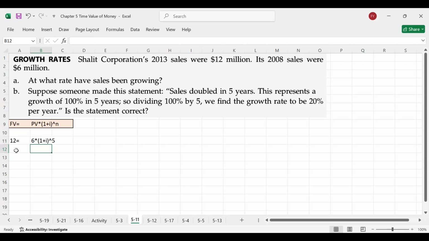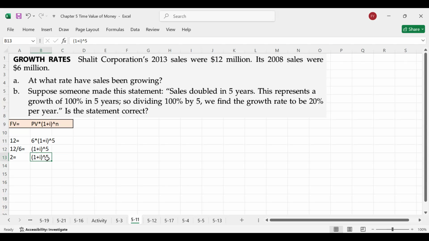Now, just 12 divided by 6. On the other side, we have 1 plus interest rate raised to the power of the time period, which is 5. So 12 over 6 we can write as 2. On the other side, we have 1 plus I raised to the power 5. Now, in the next step, we want to solve this and find out I.